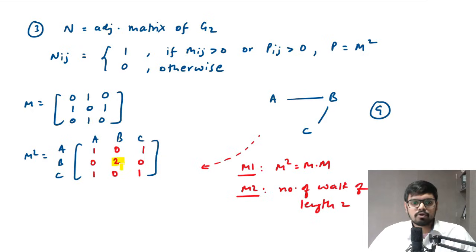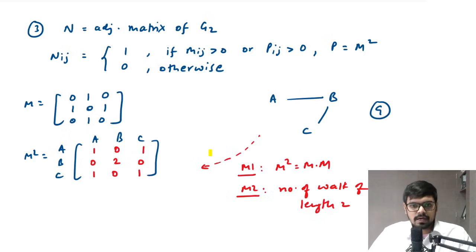Talking about B to B, there are 2 ways: B to A, then A to B, a walk of length 2. And then we have B to C, C to B, a walk of length 2. So 2 such walks we have, so 2 here. B to C, no such walk, 0. So this 0 will be copied here. And finally C to C, walk of length 2: C to B, B to C. Only one such walk is there of length 2, so 1 is the answer. Makes sense? This is how fast you can generate your M square matrix.